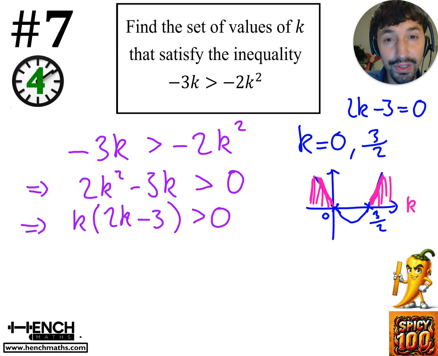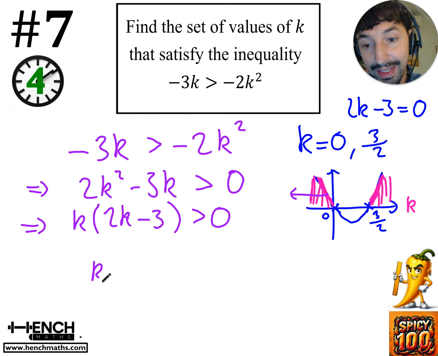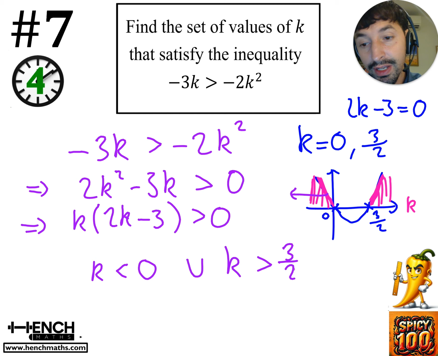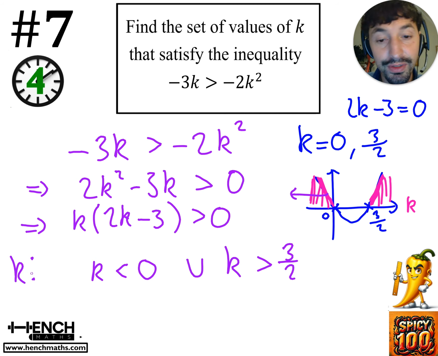So the set of values that would satisfy our inequality are these, which would be k less than 0, or, and we can use this union symbol, k larger than 3 over 2. So k is less than 0 or k is larger than 3 over 2. It cannot be between those. We need to write two separate bits because our region is in two separate bits.